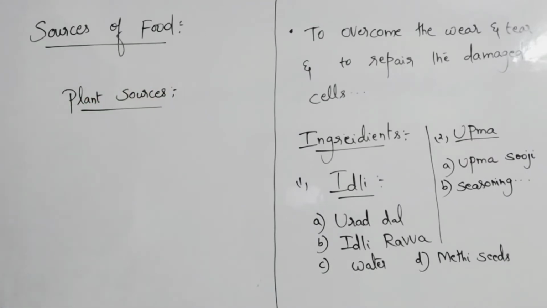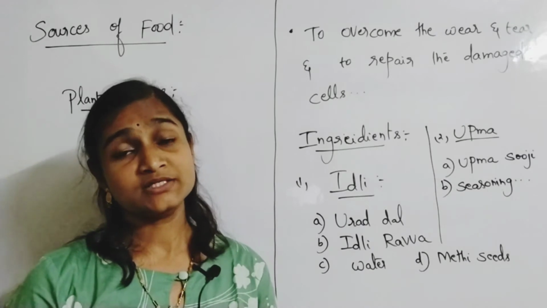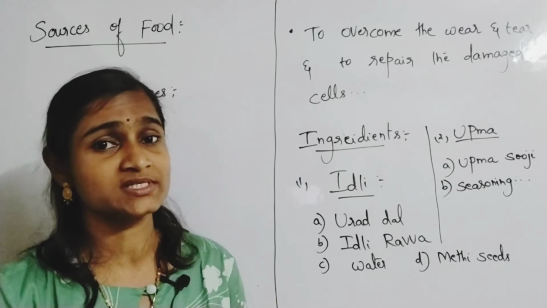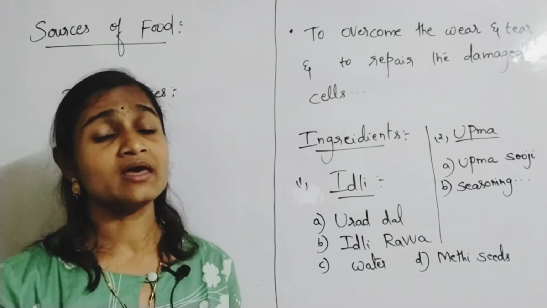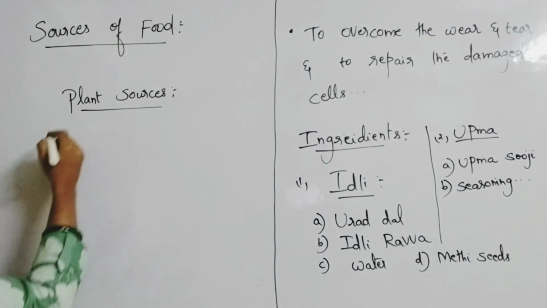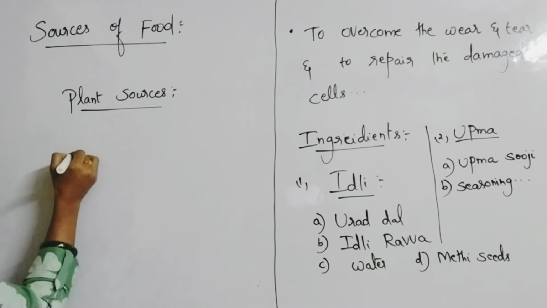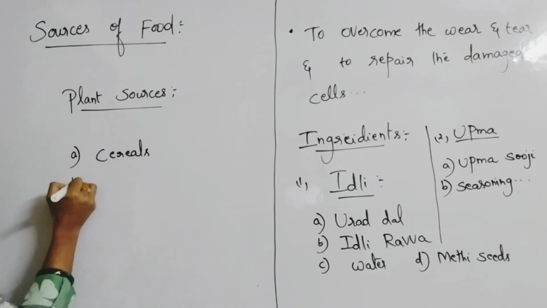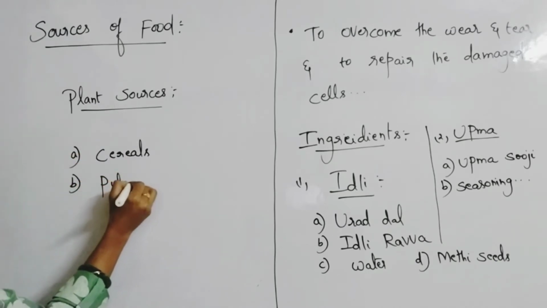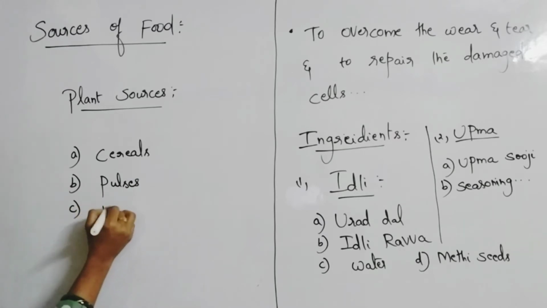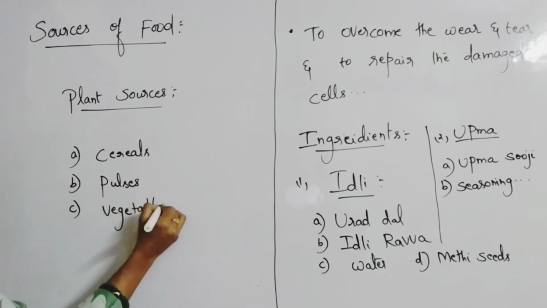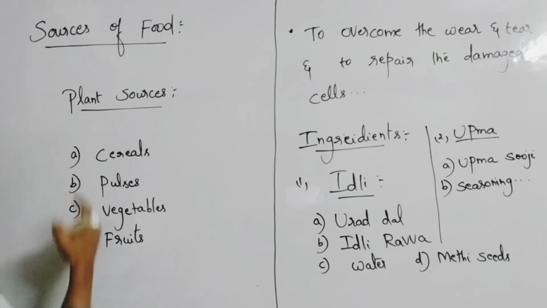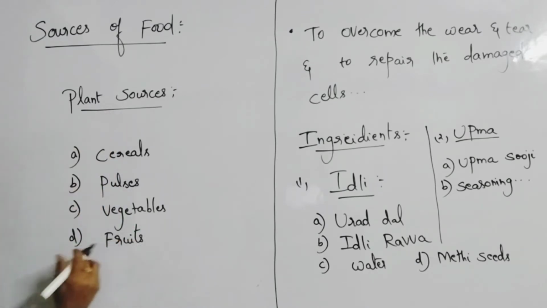So what are plant sources? The sources of food which come from plants. Plants are the natural resources which give us food materials. We come across so many plant sources, like cereals. Cereals are sources of food which come from plants. And pulses, you all know pulses. And then you all know about vegetables. Vegetables come from plants. And then we also come across fruits. Fruits are sources which come from plants.